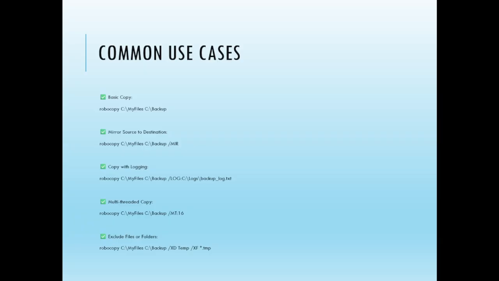The next one is copy with logging. Robocopy source folder, destination folder /log: path to the log file. This saves the log file of the copy process. Now the next one is multi-threaded copy. Same thing, Robocopy source folder, destination folder /mt:16. This uses 16 threads to speed up the copy process.